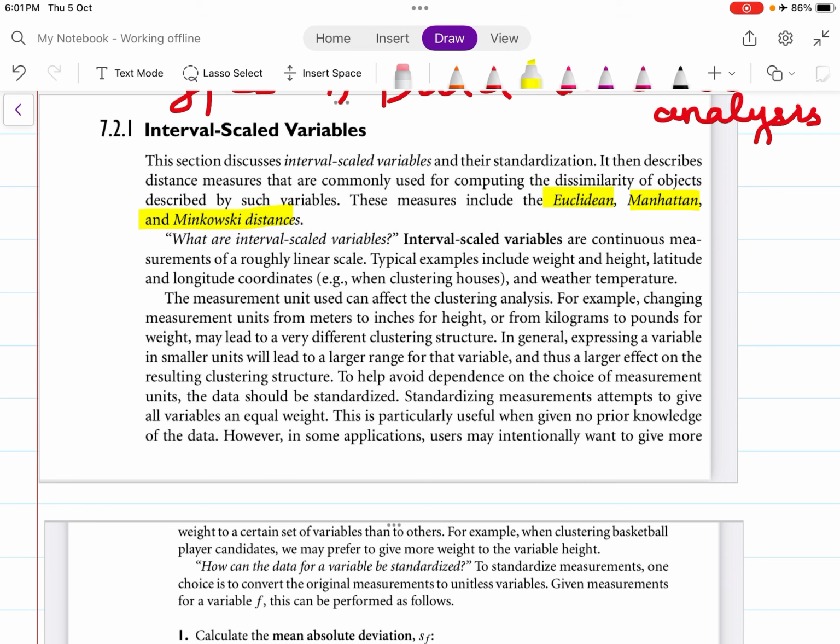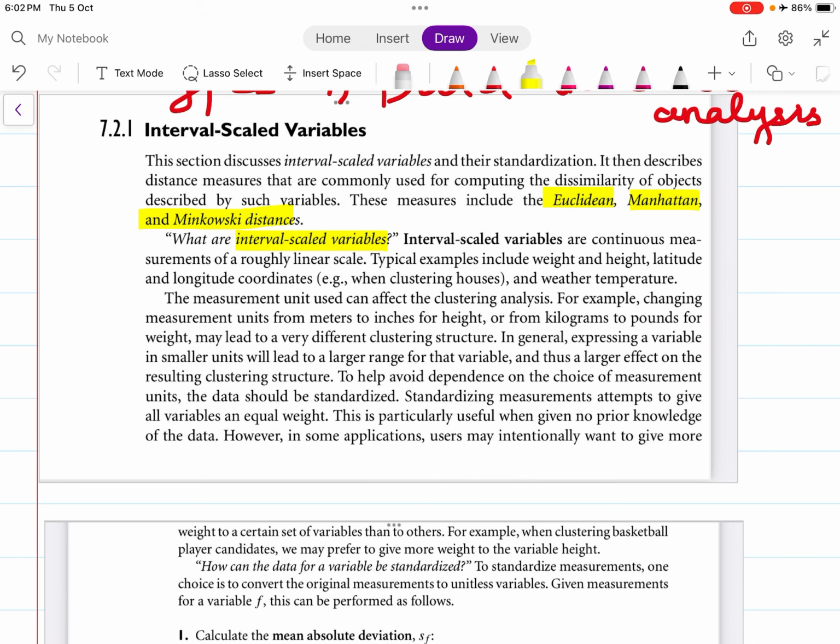What are interval scaled variables? Interval scaled variables are continuous measurements of a roughly linear scale. Typical examples include weight and height, latitude and longitude coordinates when clustering houses, and weather temperature.